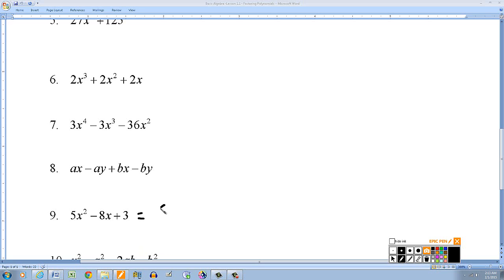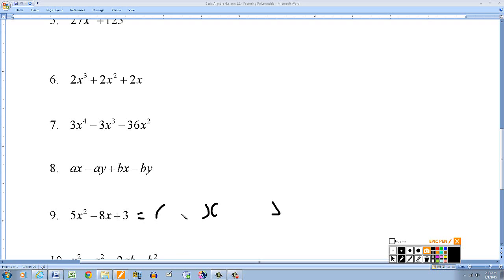And again, because the first term is positive, that means if the third term, which in this case has a positive sign, both signs in the parentheses should be the same, and they should be the same as what the middle term is, which is a minus. So this should be minus, and this should be a minus.